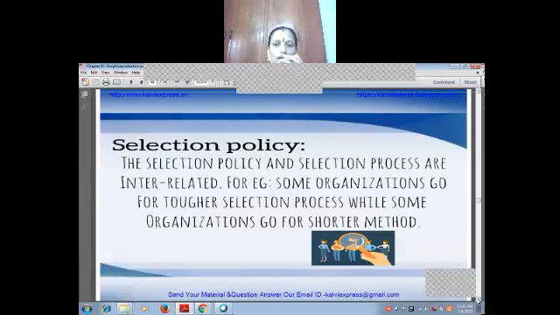If, for example, mechanical engineers, electricians, or machine operators are there, they have a more tough selection process. For example, if an accountant, clerk, or supervisor is working there, they will have a very short method. So the selection process will be very light. It depends on the job and vacancy only that they will select the employees.